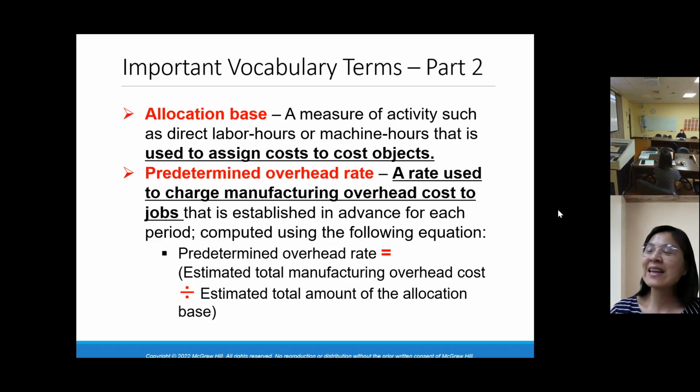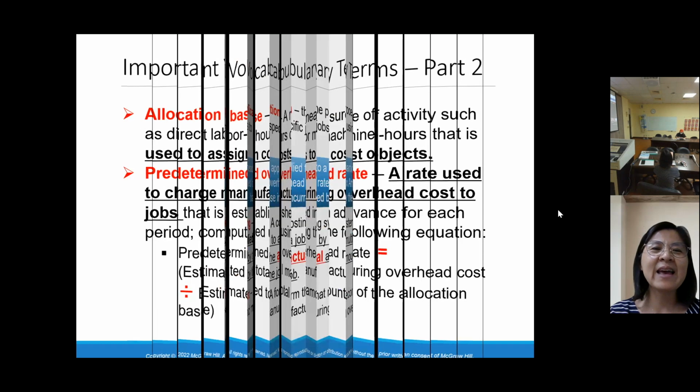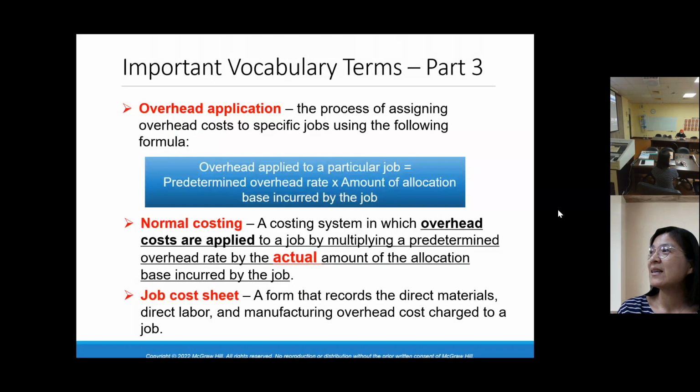Yes, good. And the next one is predetermined overhead rate. That is the rate used to charge manufacturing overhead costs to jobs. And then overhead application. That is a way to apply the predetermined rate to assign the manufacturing cost to the cost objectives. And the next one is normal costing. The key word is the actual. That is the system in which overhead costs are applied to a job by multiplying a predetermined overhead rate by the actual amount of the allocation base incurred by the job. So remember, use the actual usage.